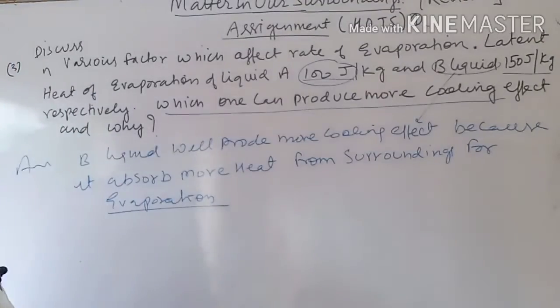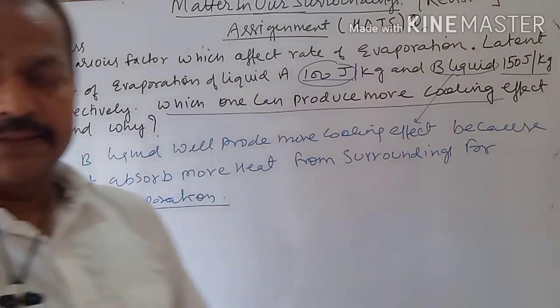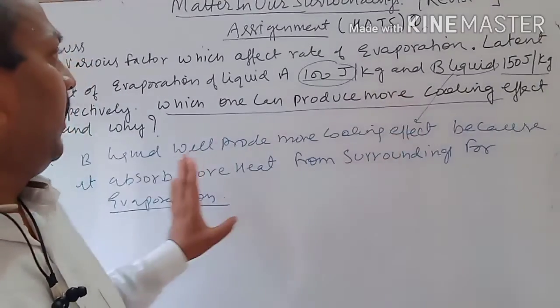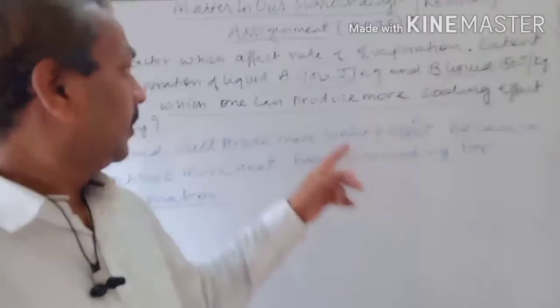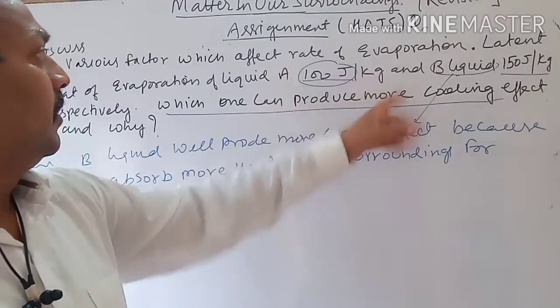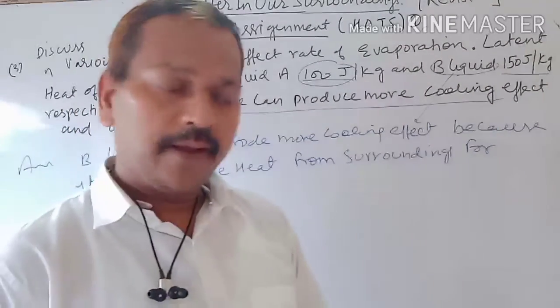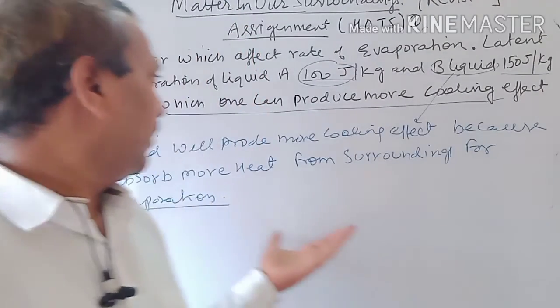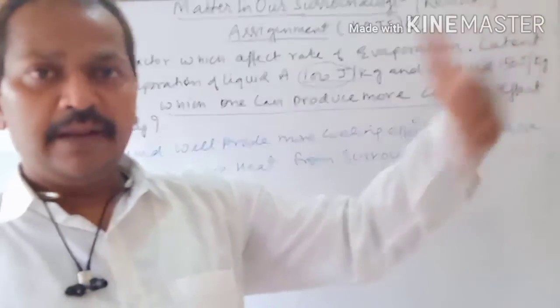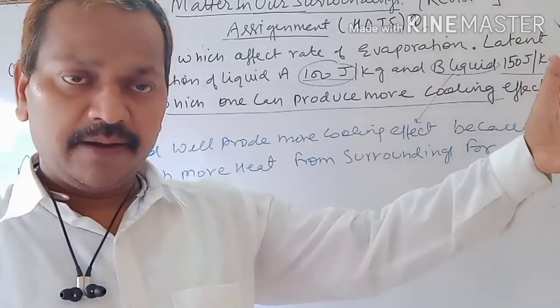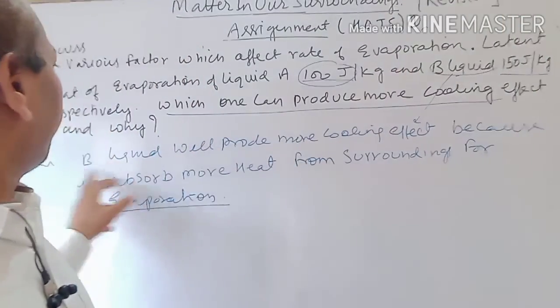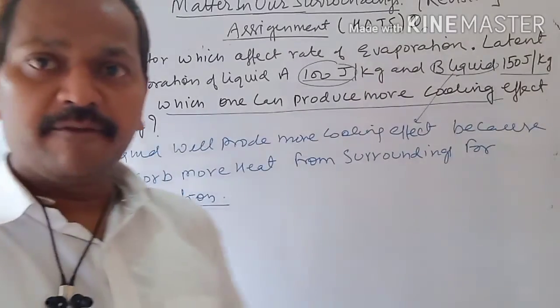So we have discussed various factors, and this is the answer. B means more latent heat, more cooling, more absorption of heat. Evaporation will trap more heat from the surroundings. So liquid B will produce more cooling effect.